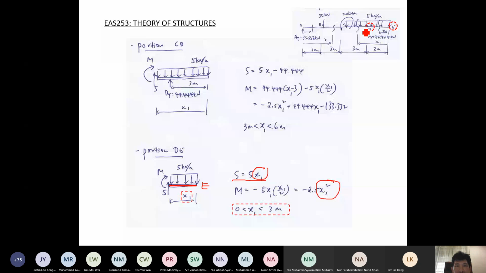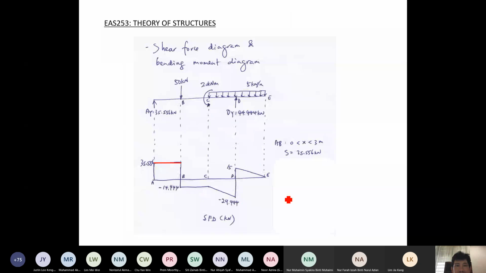Now the important one is to transfer this in the form of equations, the diagram. So shear force diagram and bending moment diagram, let's start with shear force diagram. This is a good practice to show the problem itself and then indicate all the reaction forces that you have calculated. Then for AB, shear force is constant, positive, so we draw here, constant, 35.556.